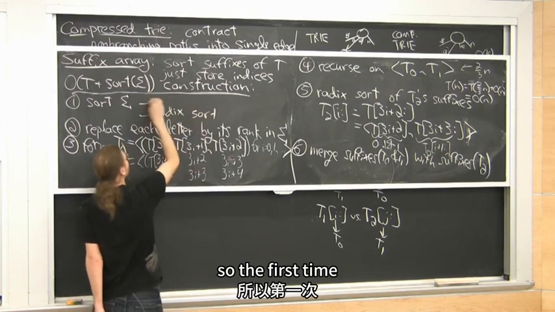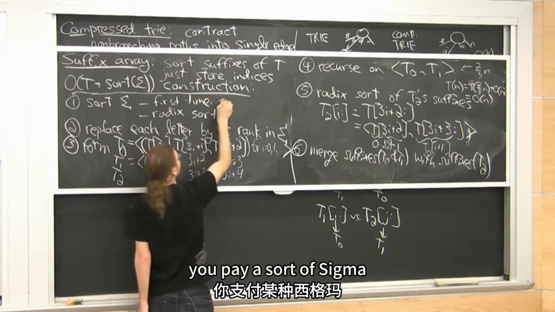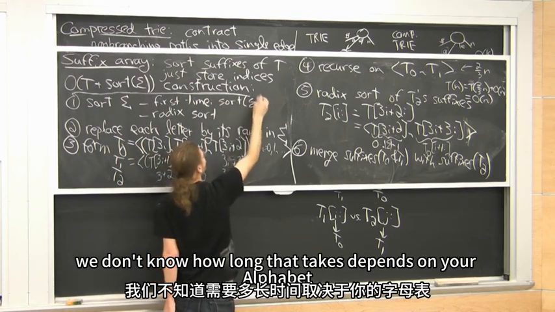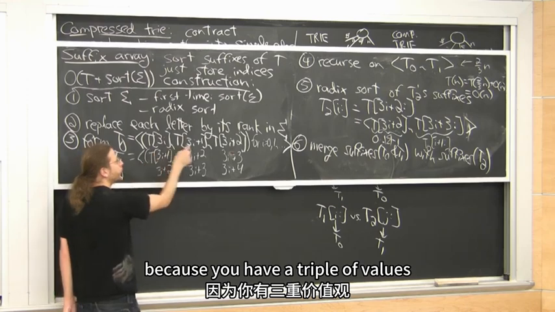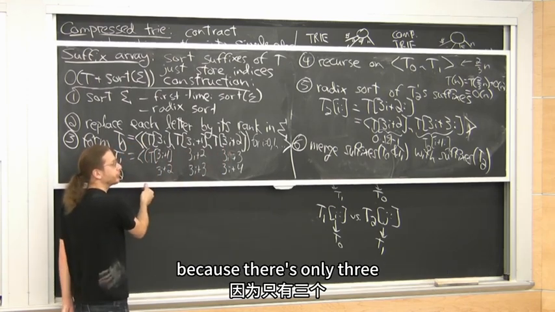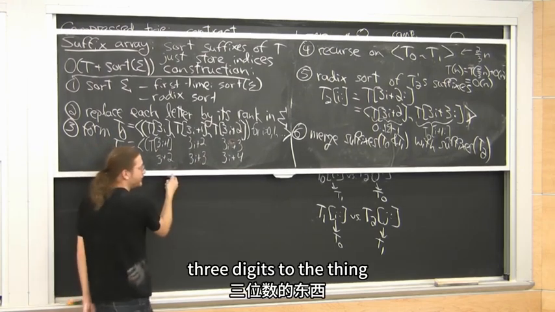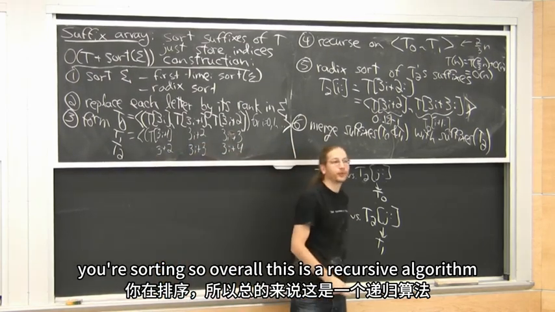So the first time you pay sort of sigma. We don't know how long that takes. It depends on your alphabet. But every following recursion, it's a radix sort because you have a triple of values, each of which is small. And so you can do it in linear time because there's only three digits to the thing you're sorting. So overall, this is a recursive algorithm.